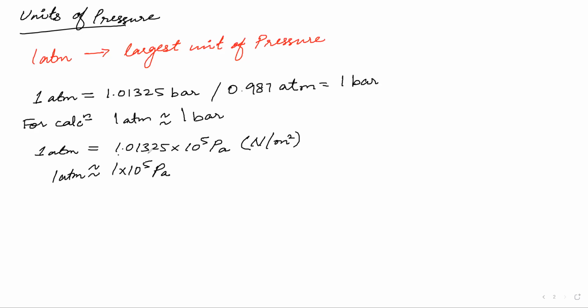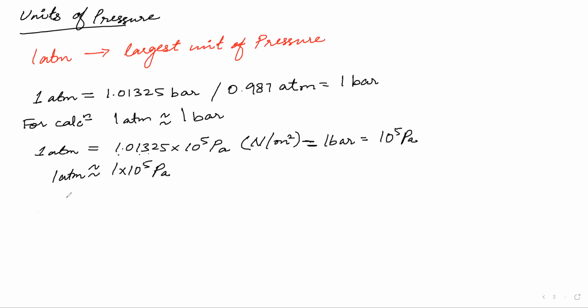And by this formula, what is this? This is 1 bar only, na? This is 1 bar. So we can also write that 1 bar is equal to 10 to the power 5 Pascal.